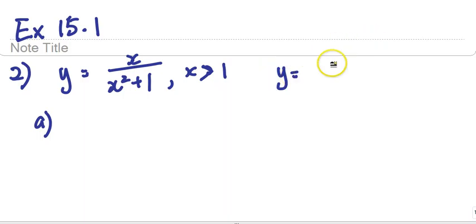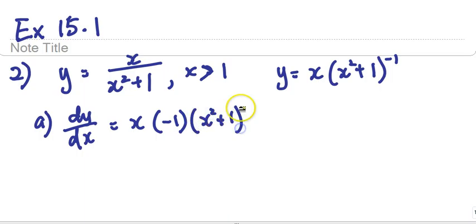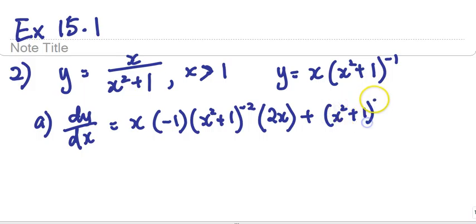I can rewrite y as x times (x squared plus 1) to the power negative 1. I do this so that I can use the product rule. So dy over dx, using the product rule, will be: keep x, differentiate the other term, times negative 1, (x squared plus 1) to the power negative 2, and then differentiate inside, which gives me 2x, plus, keep (x squared plus 1) to the power of negative 1 and differentiate x, I'll get 1.